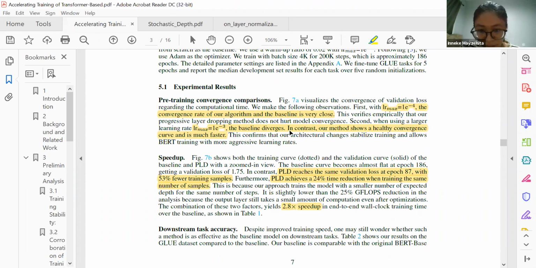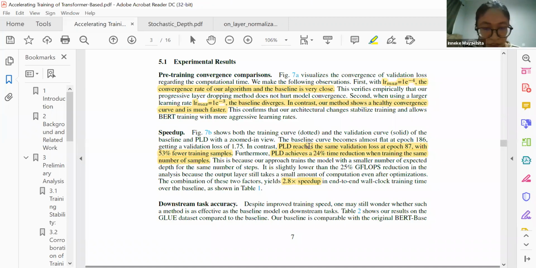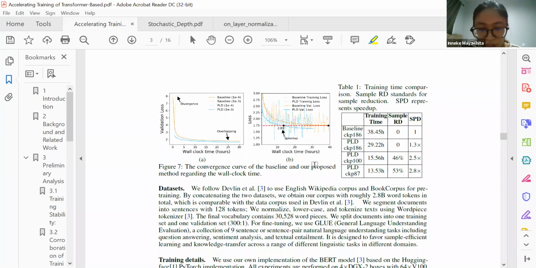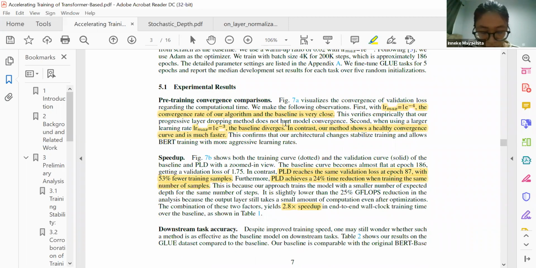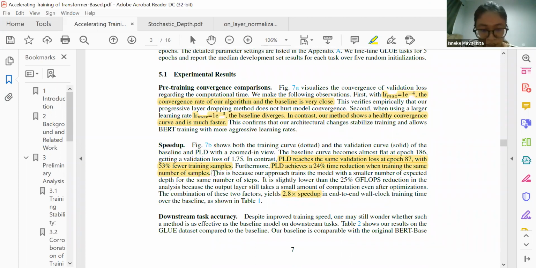The next thing is the speed. We can see in figure 7b that using PLD leads to more stable training, where it converges faster than the baseline. They claim that the speed gain is 2.8 times faster than the baseline. Also, using fewer training samples, it reached the same loss at epoch 87 with fewer training examples.